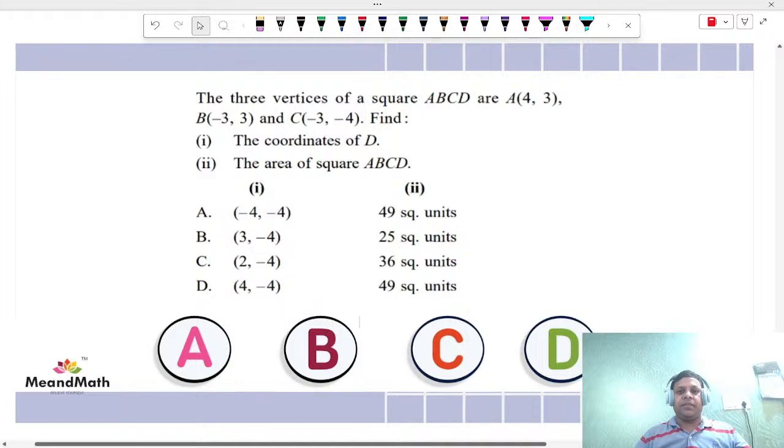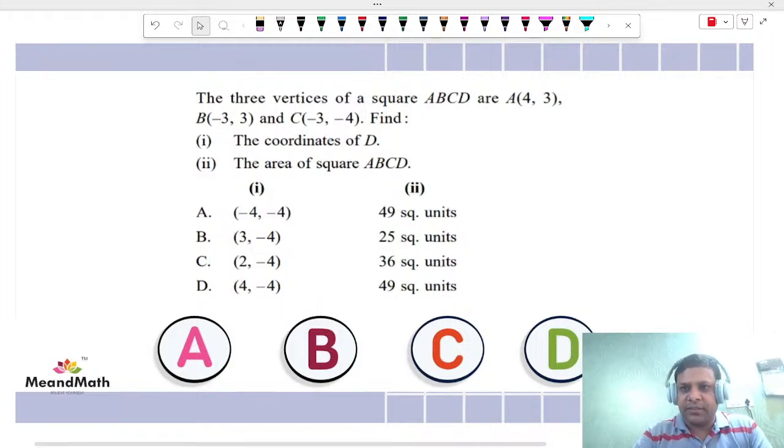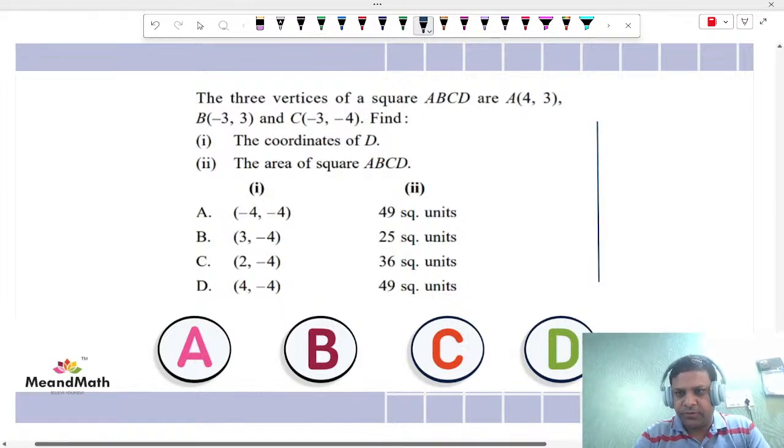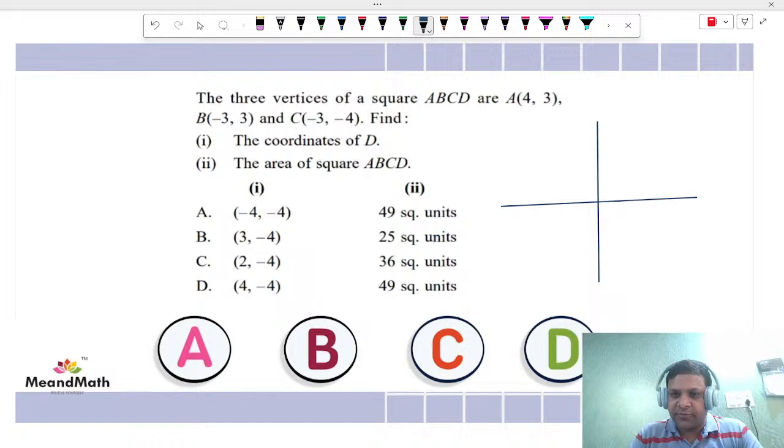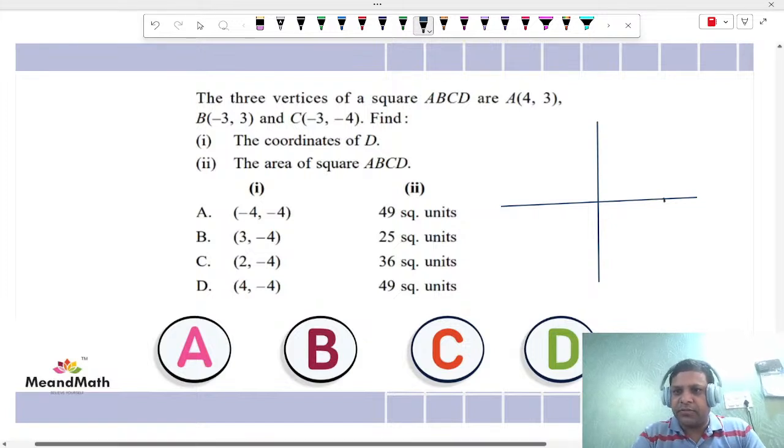Okay. So again, just draw the vertices on the graph. First is 4 comma 3. So first vertex is here, 4 comma 3. Second is minus 3 comma 3. Third is minus 3 comma minus 4. Minus 4 will be here. So the third coordinate is here, minus 3 comma minus 4.